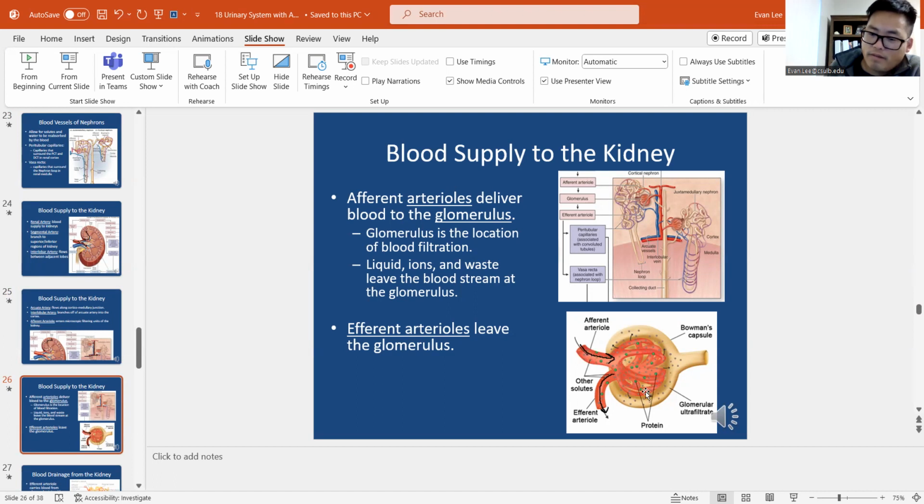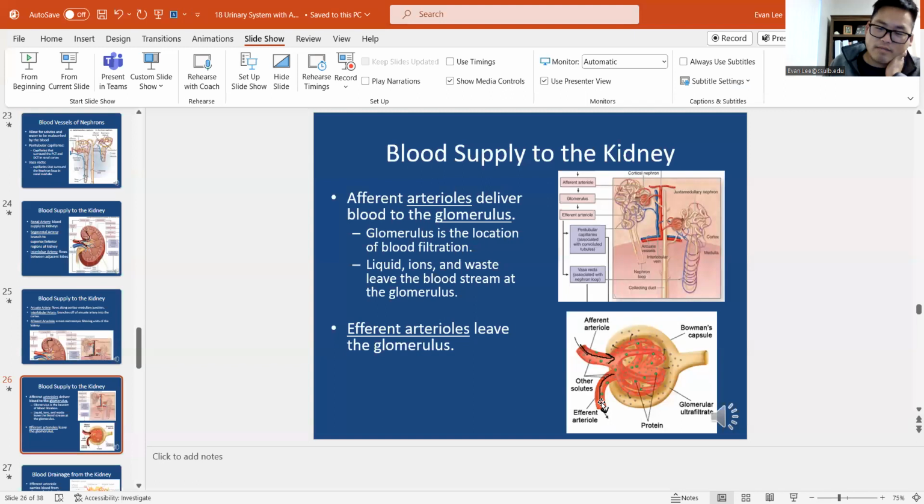This is where you have all of the filtration, all of the filtrate production, all the stuff comes out of the blood, but then that blood does continue because remember, not everything comes out. The blood cells, as well as more water, continue to go out of the glomerulus into the efferent arteriole. So you have afferent arteriole goes into the glomerulus, efferent arteriole goes out.